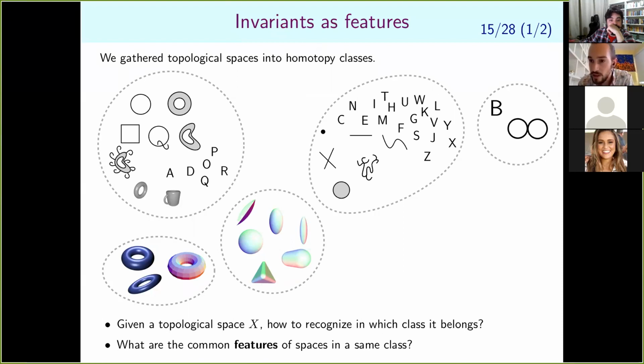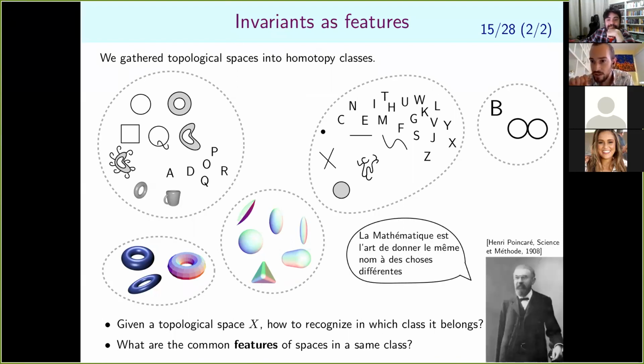And oh yeah, I think it's an opportunity to cite Henri Poincaré here, who said, "la mathématique est l'art de donner le même nom à des choses différentes." And this is exactly what we are doing here.